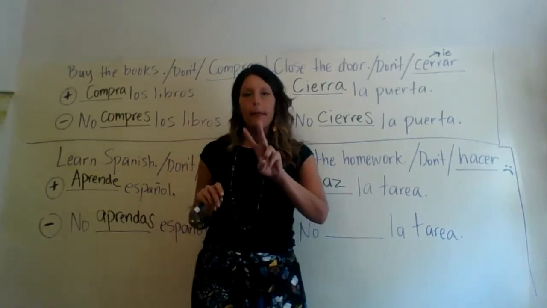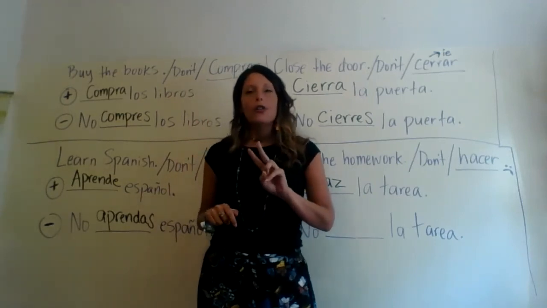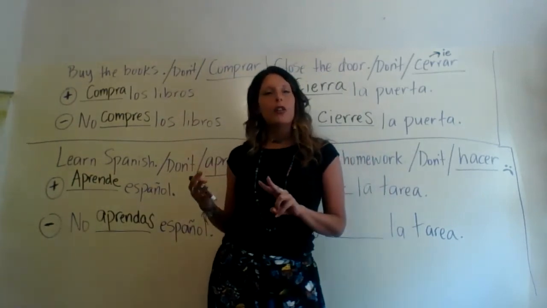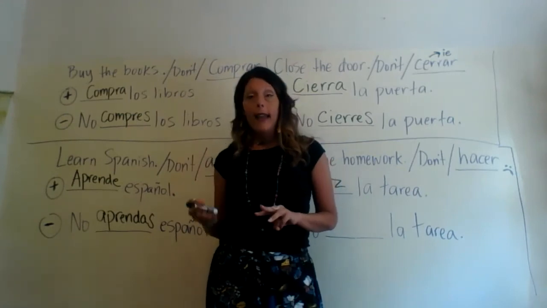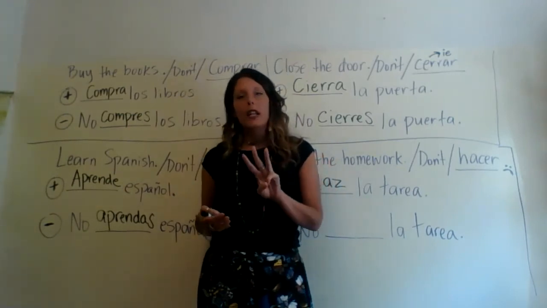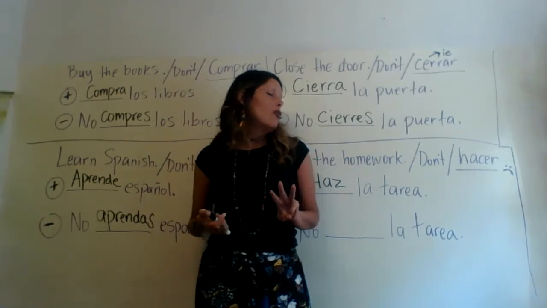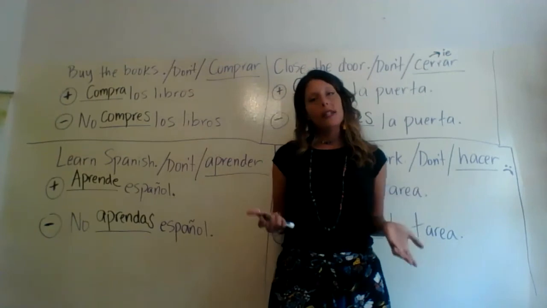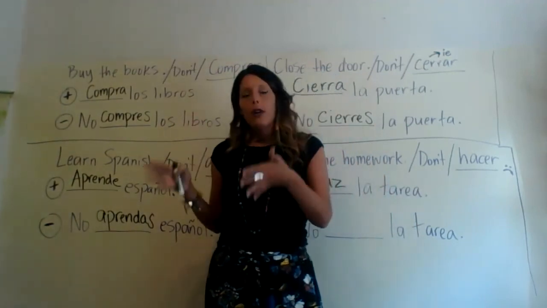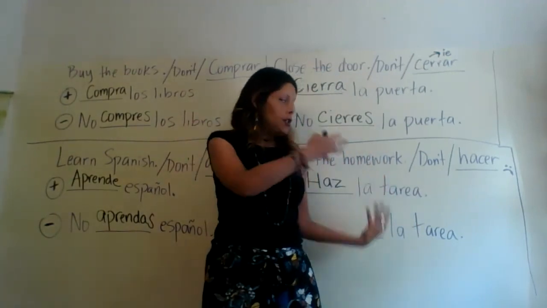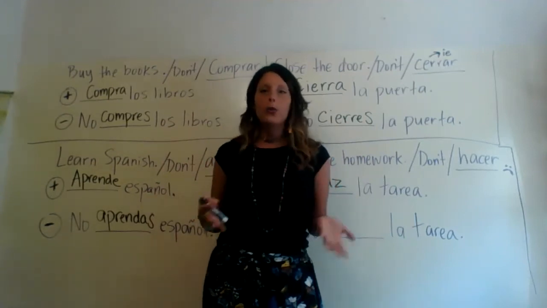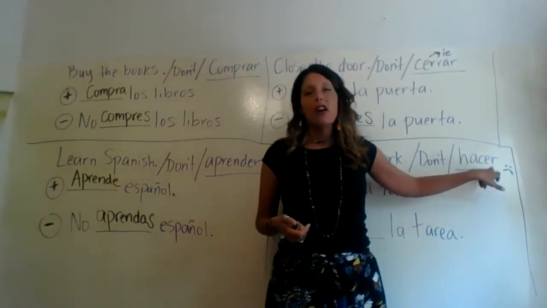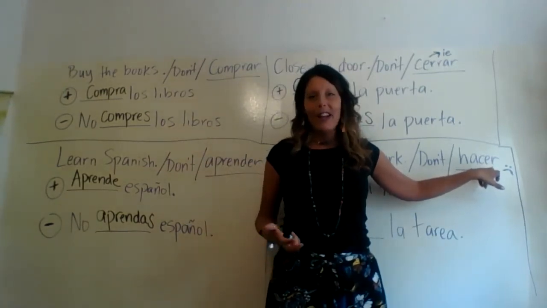And then step number 2 is we get rid of the O. So we would drop the O from hago, H-A-G-O, and end up just with H-A-G. And then step number 3 is we need to add opposite endings. This was an ER verb, so the opposite ending is going to be the letter A.